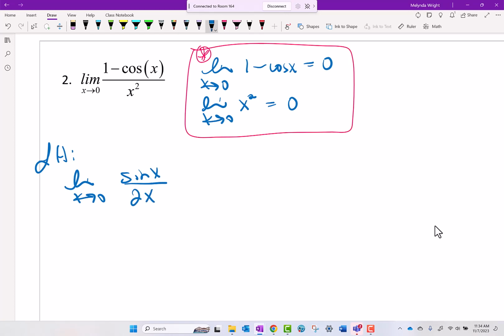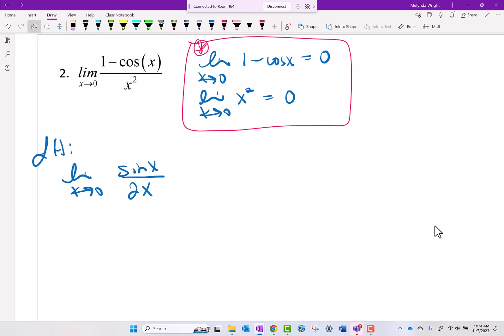Okay, so I'm just saying, do you see the special limit buried there? If you see the special limit, you could use it if you want, and you can ditch L'Hopital. I'm going to do L'Hopital one more time, because sine of 0 is 0 and 2 times 0 is 0.